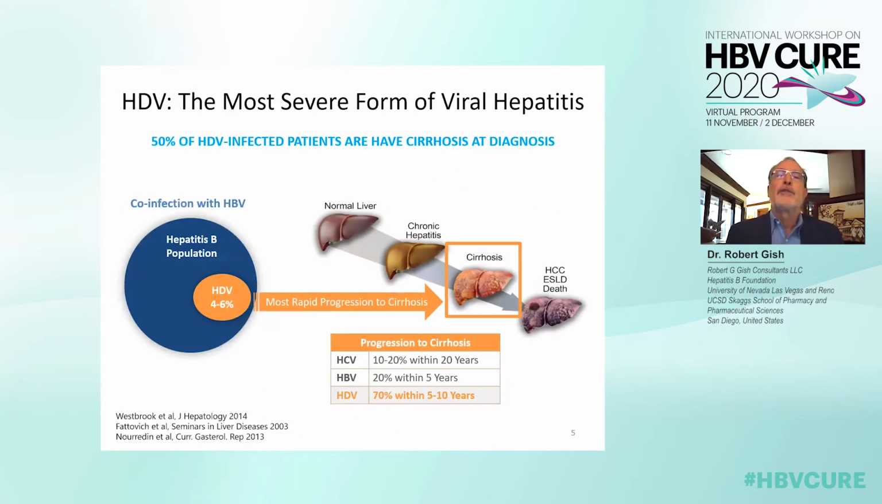Delta virus is the most severe form of viral hepatitis. Approximately 50% of hepatitis delta infected patients have cirrhosis at diagnosis. This is very important to know in terms of urgency of drug development and also the patient populations that need to be studied. There's a higher risk, of course, of liver cancer, death, liver transplant, and end-stage liver disease.